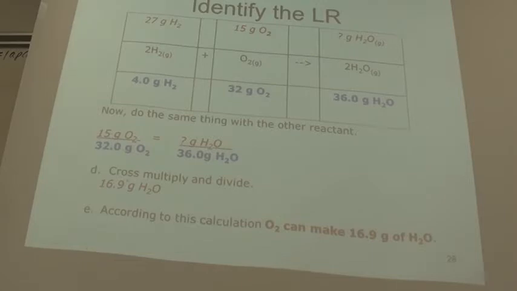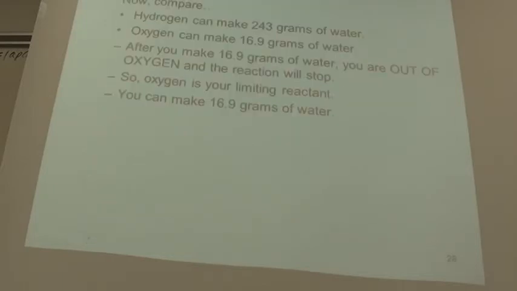Okay, I have figured out through my test that 16.9 grams of water can be formed using up all the oxygen. Now I will compare. I see that hydrogen makes 243 grams of water, and oxygen can only make 16.9 grams of water before it runs out. After it makes its 16.9 grams of water, you're out of oxygen and the reaction stops. Oxygen is the limiting reactant. You can make 16.9 grams of water.